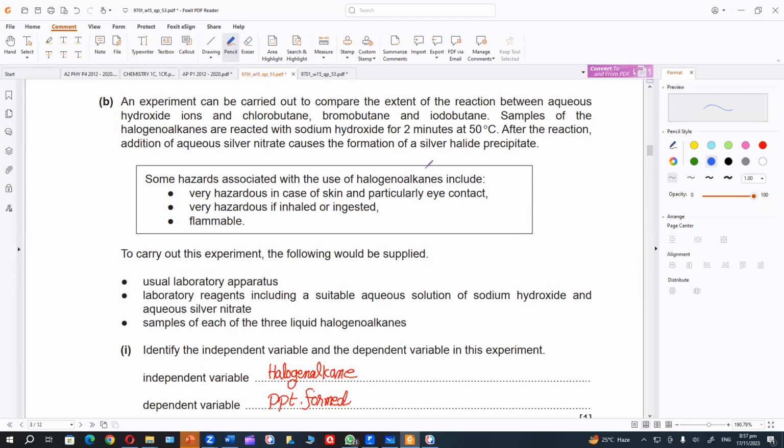So should we recommend a face mask also? Yes. Secondly, there should not be any flammable.